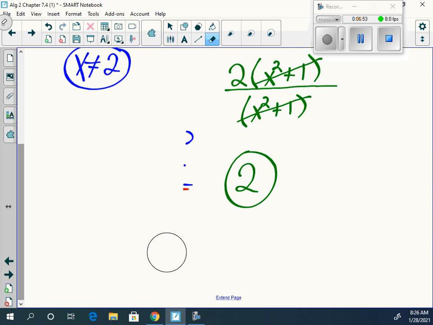Any square root of a negative number is imaginary, yes. So this one here does not have any restrictions because x squared plus 1 cannot equal 0.